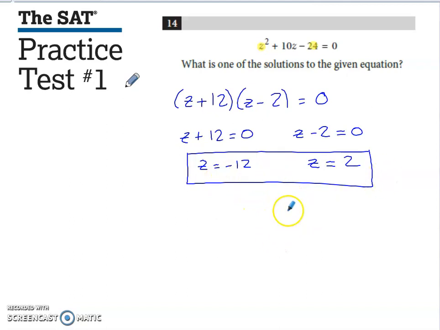I guess it's possible to maybe get one of these by guess and check, but that's going to be inefficient on a timed test. So I would say quadratic formula, factoring, or graphing would definitely be preferable.